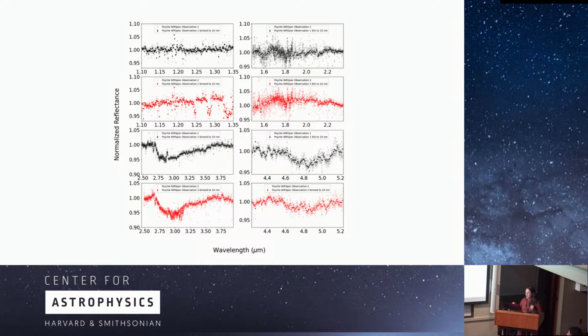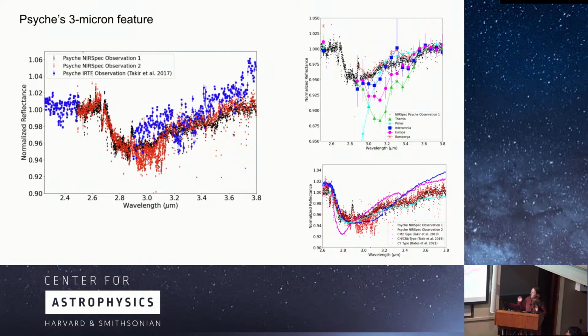You can see on the lower left there, you can see the 3 micron broader features, and there's also some around 4.8 or so, which we haven't figured out what that might be yet. But we have characterized the 3 micron feature, and you can see in the left plot there, black and red corresponding to the 2 separate observations, and the blue corresponding to the IRTF data taken from the ground.